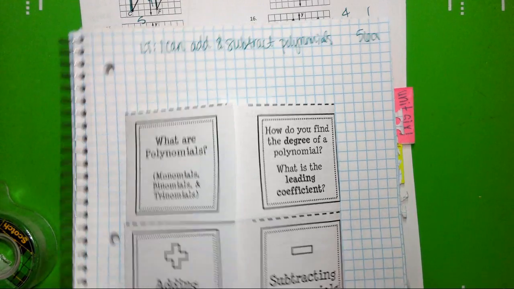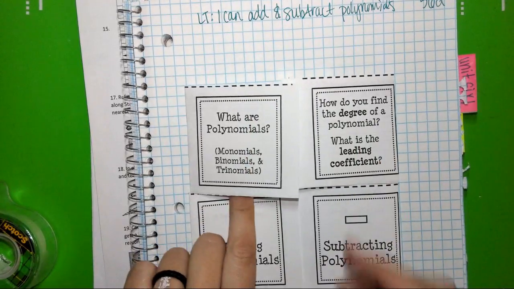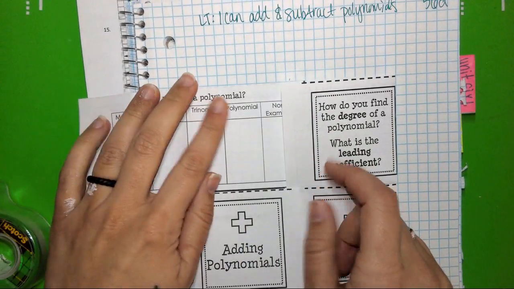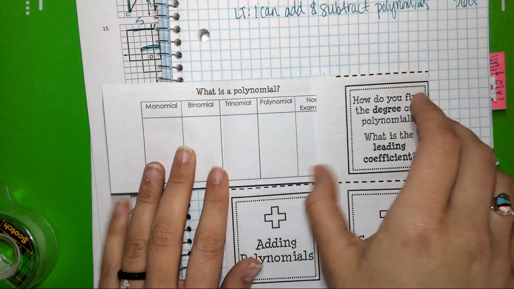No big deal. Alright, so let's talk about what polynomials are. Please open this flappy. You have 3 types that have specific names, and then you have one that's called just a polynomial.